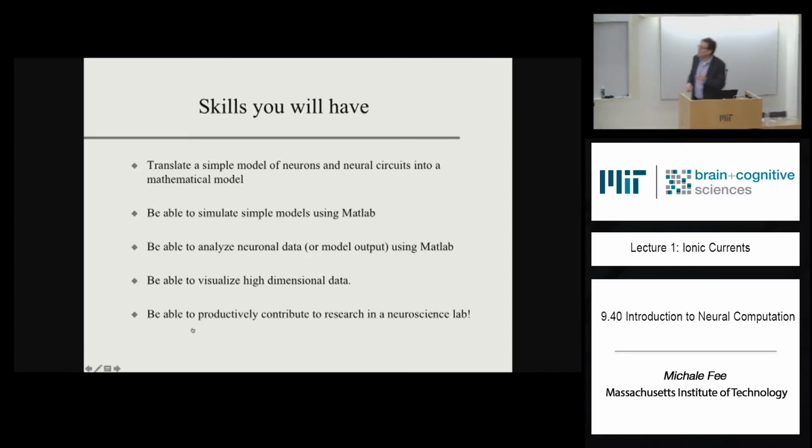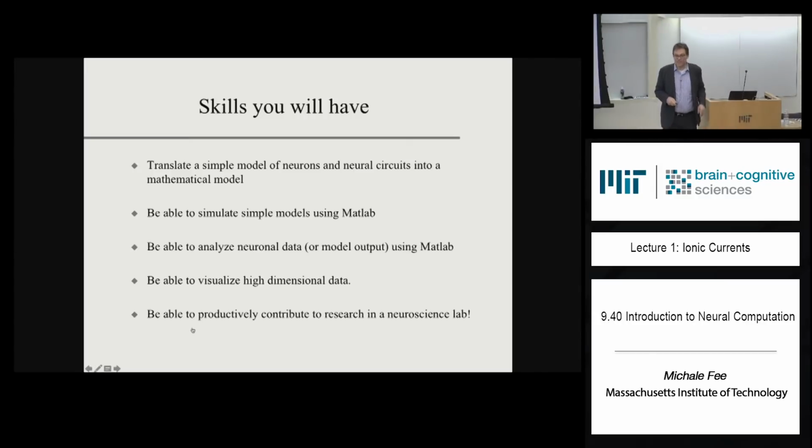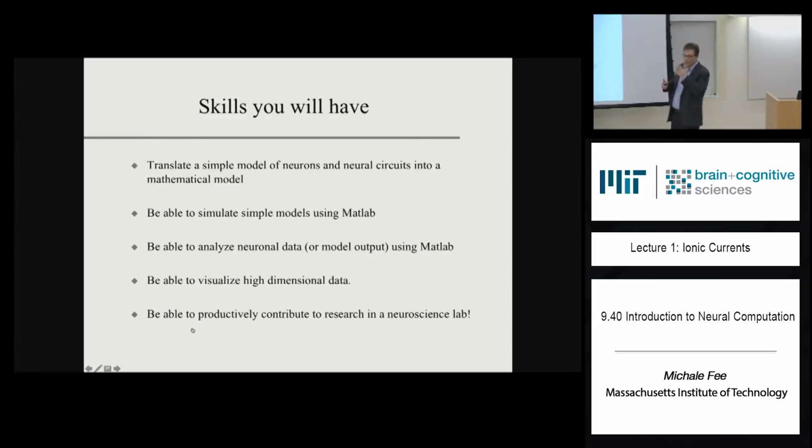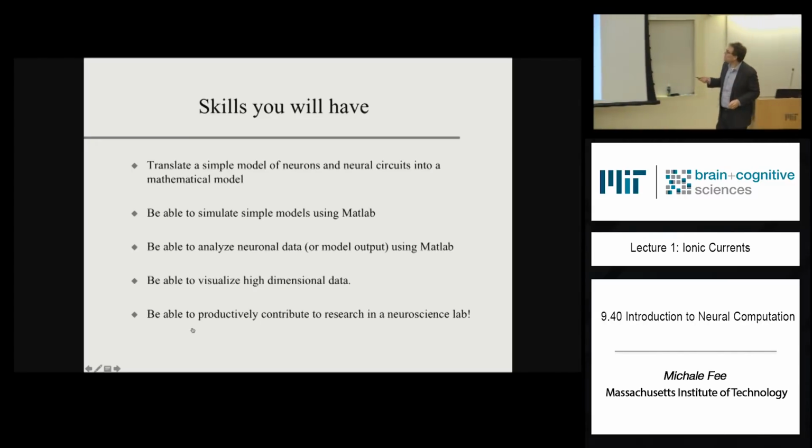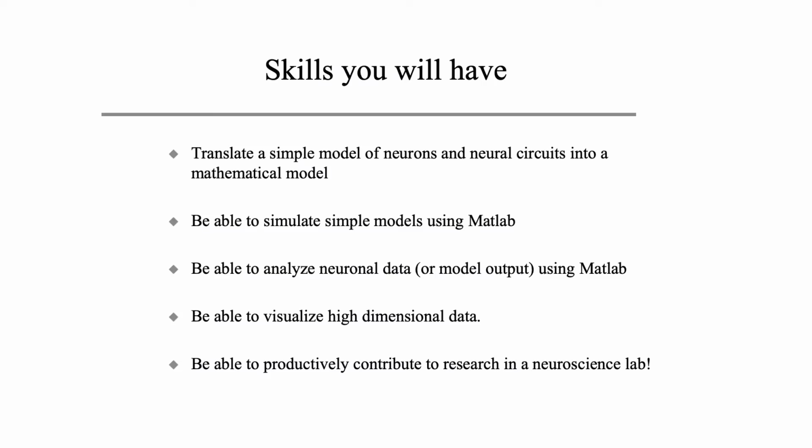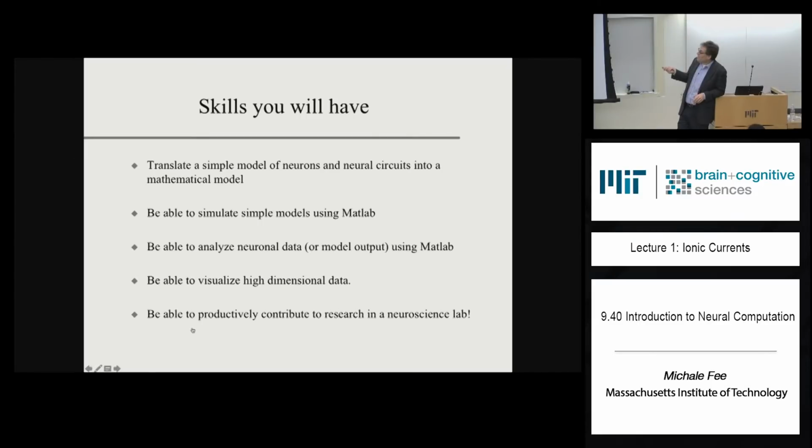So by the end of the class, there are some important skills that you'll have. You'll be able to think about a neuron very clearly and how its components work together to give that neuron its properties, and how neurons themselves can connect together to give a neural circuit its properties. You'll be able to write MATLAB programs that simulate those models. You'll be able to analyze data using MATLAB. You'll be able to visualize high-dimensional data sets.